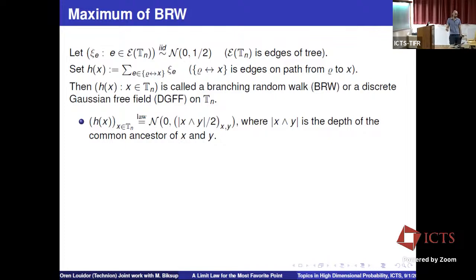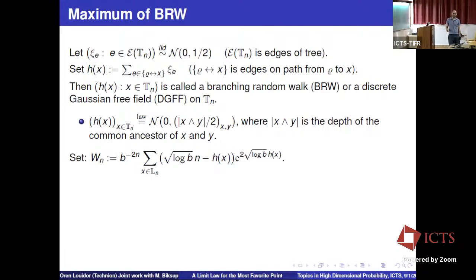If you have two vertices, you just look at the common part of the path to x and the path to y from the root, and the length of that common part divided by 2 would be the covariance. Okay, so we have this multivariate Gaussian.